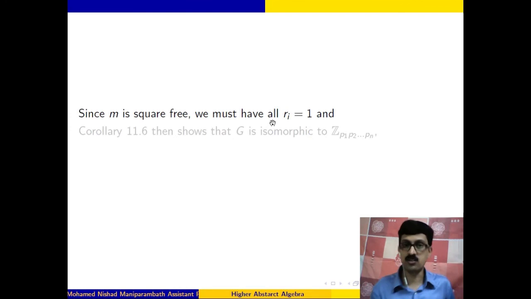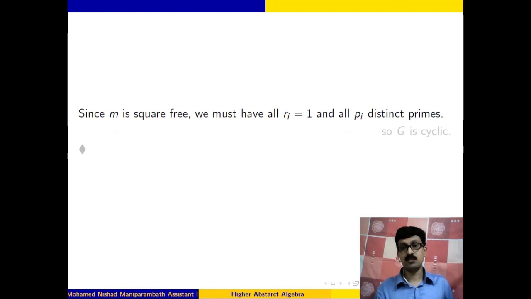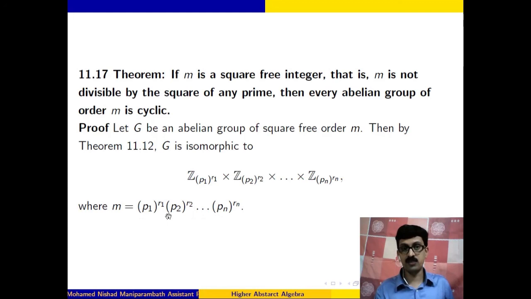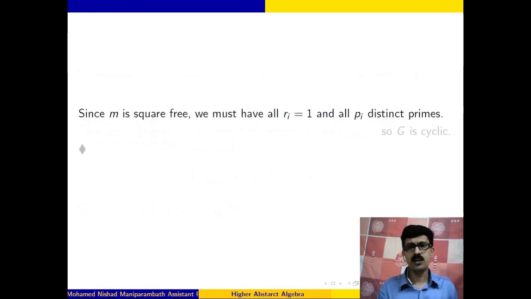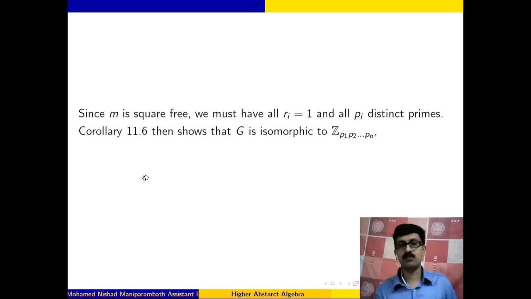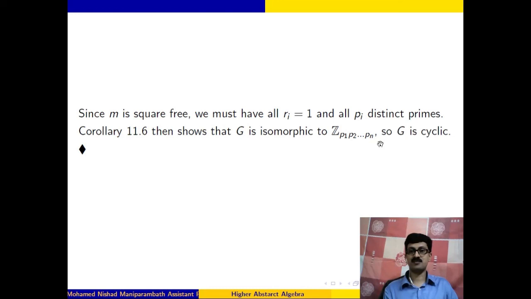And all pi's are distinct primes, because if any of the pi's are not distinct, if p1 and p2 are the same, then even if r1 and r2 are equal to 1, the square of a prime divides m, which is not possible. That is why all pi's are distinct primes. By Corollary 11.6 that we discussed in our lecture, we can say that G is isomorphic to Z_{p1 p2 etc. pn}. So we can say that G is cyclic.